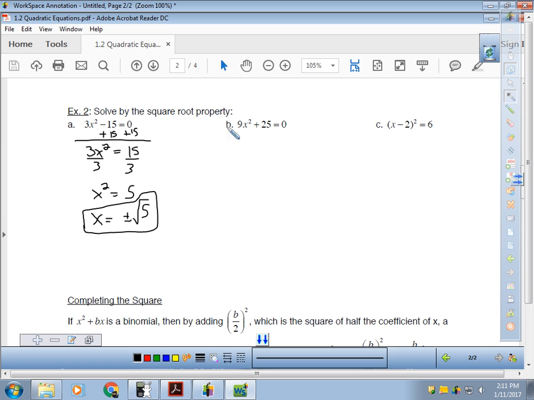Alright. Letter B, we got 9x squared plus 25 equals 0. So the first thing we'd want to do is move the 25 over, so we're going to want to subtract 25.